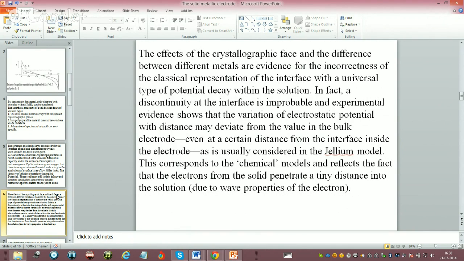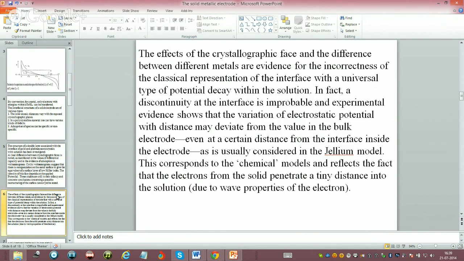In fact, a discontinuity at the interface is improbable. It should be a continuous function, and the experimental evidence shows that the variation of the electrostatic potential with distance may deviate from the value in the bulk electrode even at a certain distance from the interface inside the electrode, as is usually done in the Jellium model. What we have been assuming is that the potential drop is only in the solution phase, from the interface into the electrolyte phase, but it may not be true.